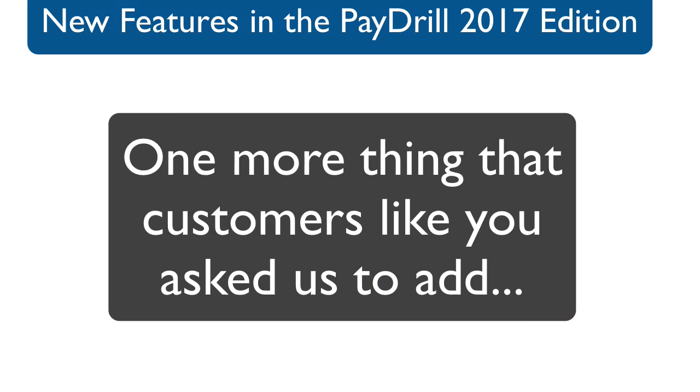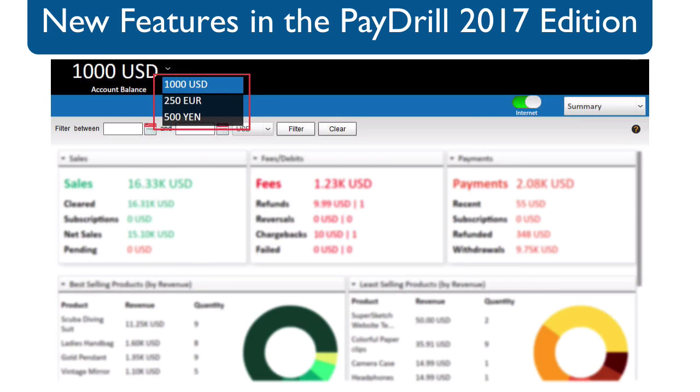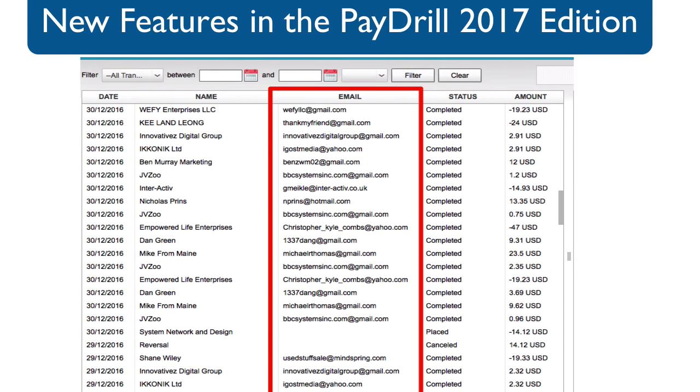Now, one of the other things that our customers asked was to actually be able to see multiple currencies in their account balance. You could only see the primary currency earlier, but now with the 2017 edition, you can see multiple currencies at the same time. One more feature that we added was the ability to see email addresses of all your customers by default.